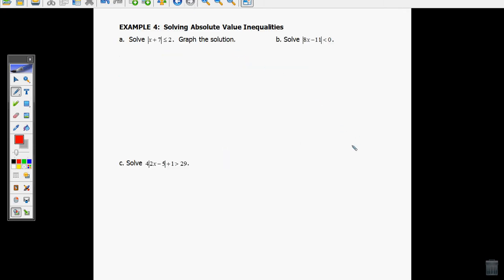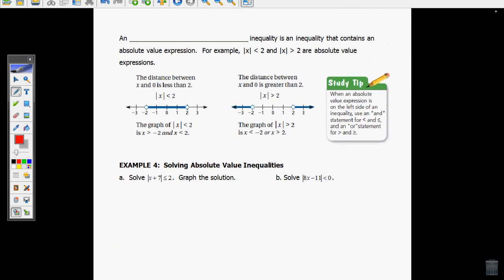Now we have just a little bit more before we're done, because absolute value inequalities are exactly like compound inequalities. They're just kind of masked. Okay? There's a little bit of information behind how they're masked that we need to go over first, and then we'll jump into it. So, an absolute value inequality is an inequality that contains an absolute value expression, right?